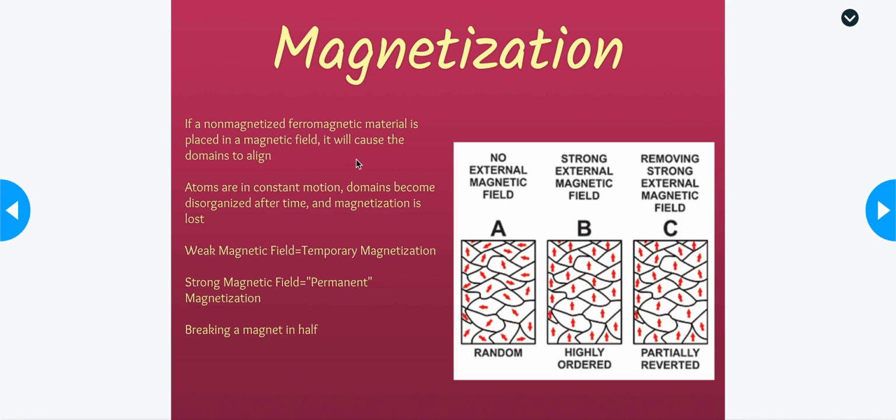Atoms are in constant motion and domains become disorganized after time. This is just a law of nature, and magnetization is lost. And so once you remove that strong external magnetic field, no matter how strong it was, immediately after removing it, the magnetic domains begin to revert. So it's a question of what kind of magnetic field did you apply? Is it a weak magnetic field? If so, your magnet is only going to be temporarily magnetized.